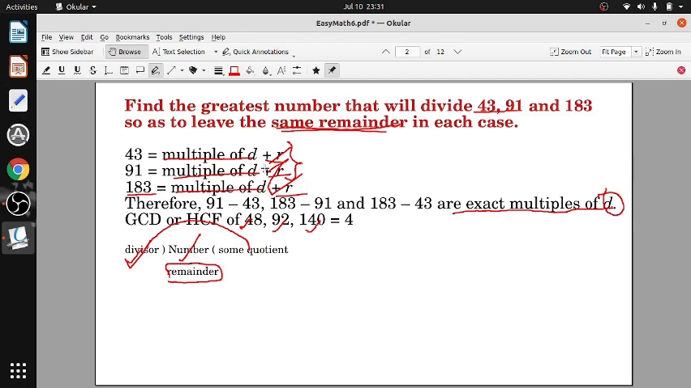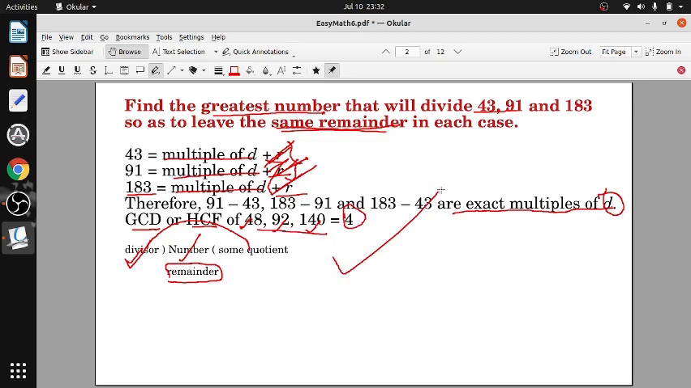Your remainder तो कट गया. When you subtracted, this remainder and this remainder cut गया. So after subtracting, remainder is 0. Remainder 0 का मतलब the number is a multiple and D is a divisor. Now you want the greatest number, यानी greatest divisor. The greatest common divisor or H.C.F. क्या है? 48, 92, 140. The H.C.F. is 4. So 4 is the answer we need.